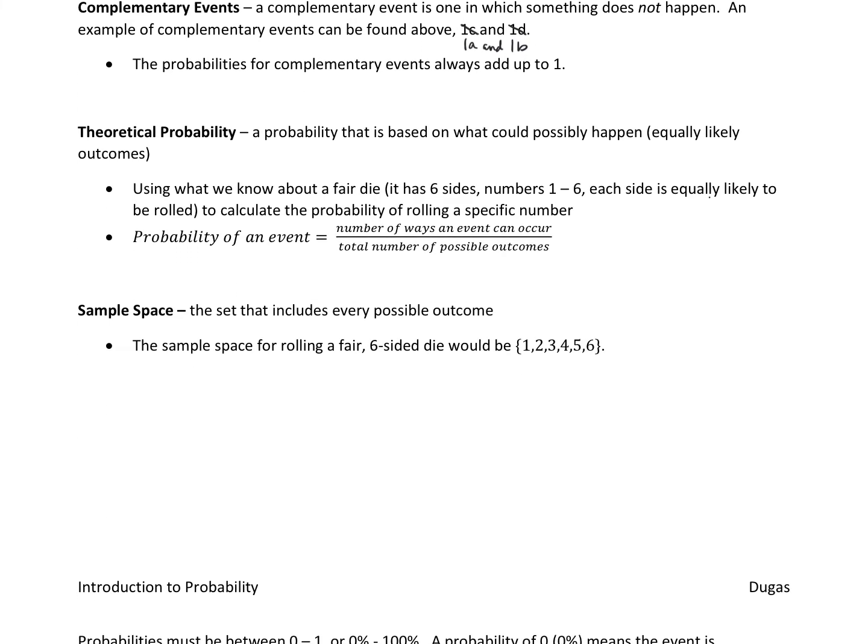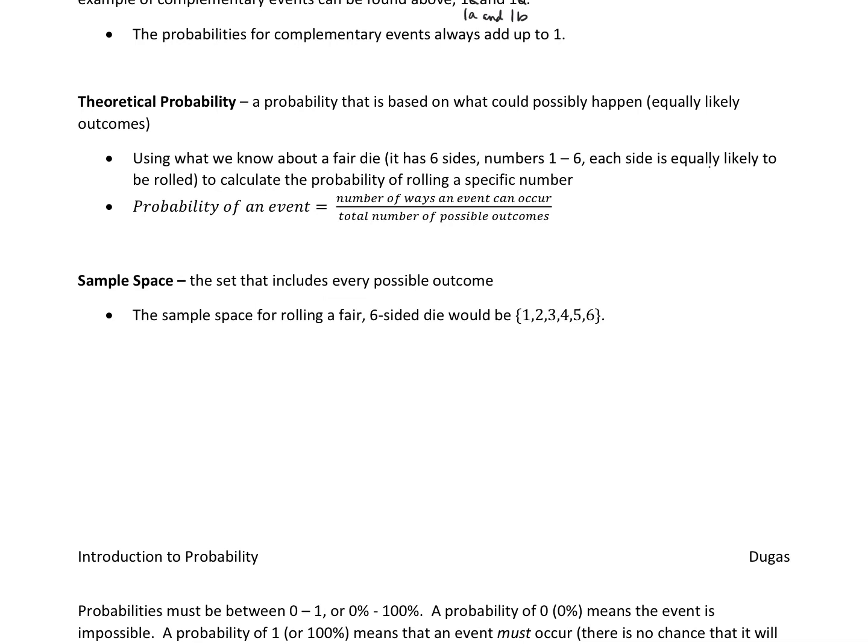Okay, so that was experimental probability. Now we're going to talk about theoretical probability. So a theoretical probability is based on what could possibly happen. And you're always kind of looking at equally likely outcomes. Well, not always, but generally that's what we're going to base our information on. If they're not equally likely outcomes, then you would have to make adjustments for that. And we're not going to get into that.